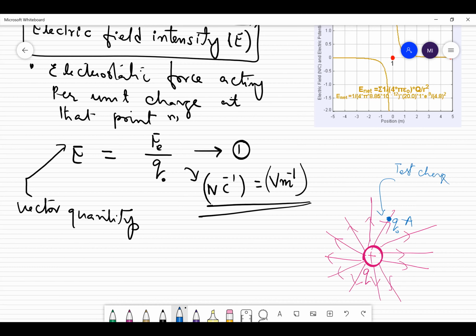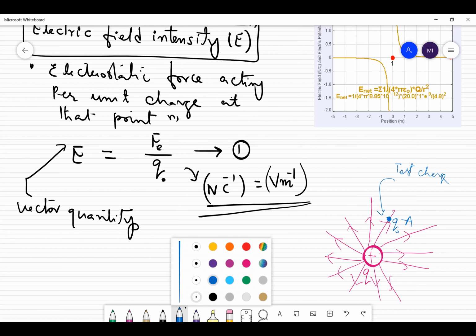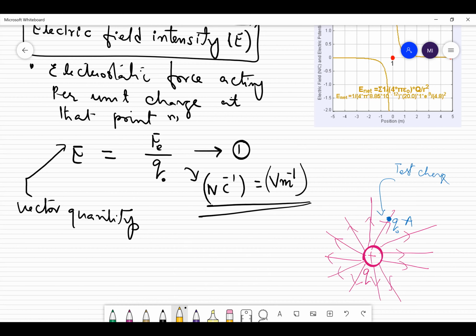Then what will be the electric field intensity at that point? It is the electrostatic force per unit charge at this point, the point A. That will be the electric field intensity. Why? Because you have one charge and you have another charge, so definitely there will be electrostatic force between the two.